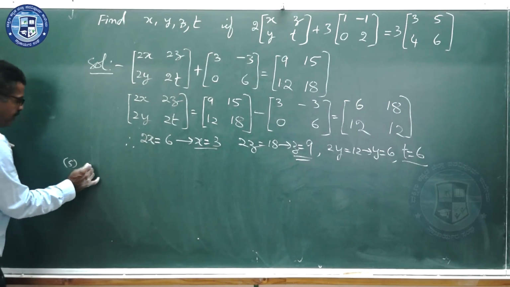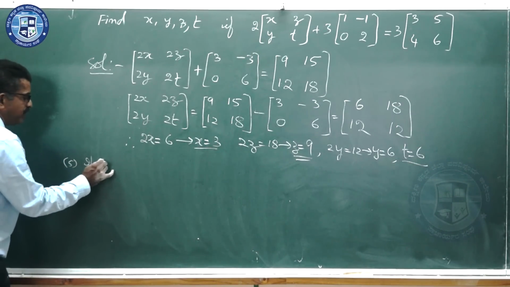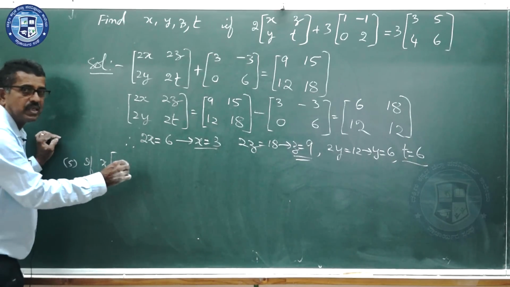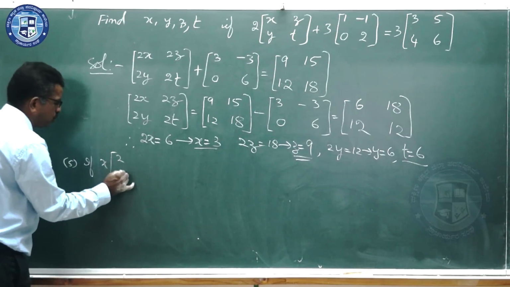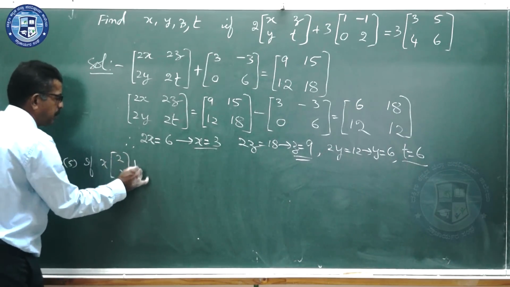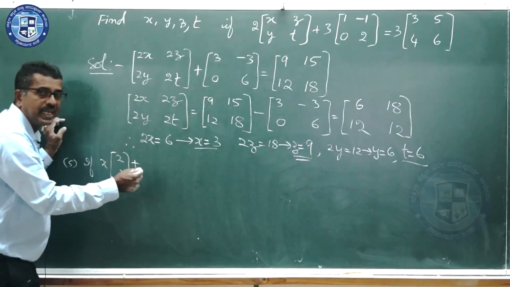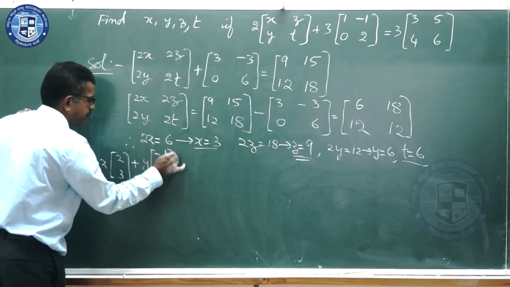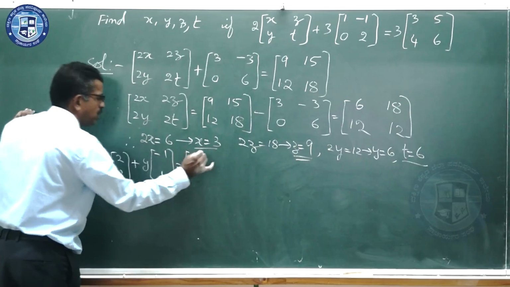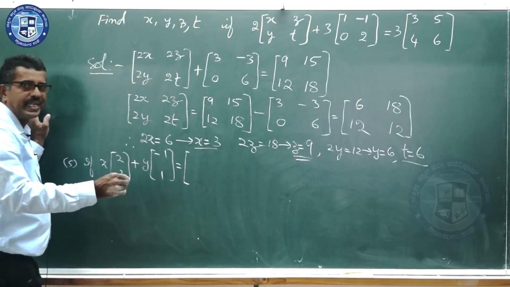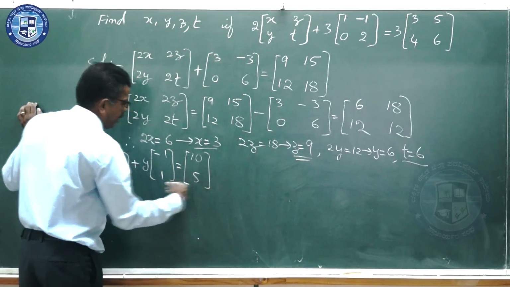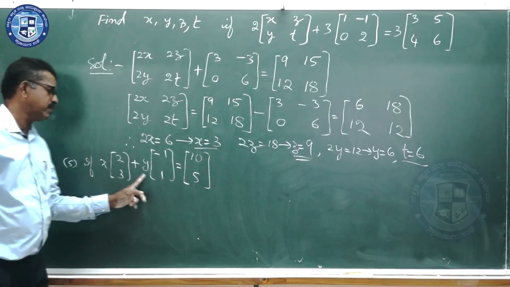Find the values of x and y if x into a matrix of order 2 cross 1, 2 3, then plus y into the other matrix, minus 1 1, is equal to the right hand side, a matrix of order 2 cross 1, 10 5. Find the values of x and y.